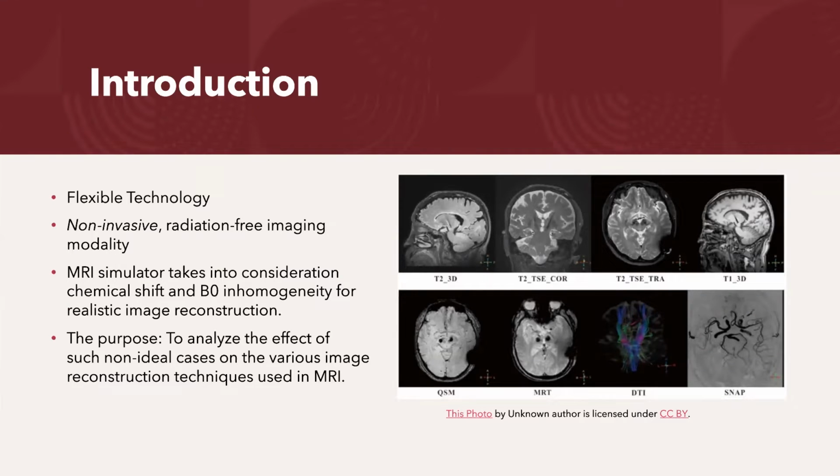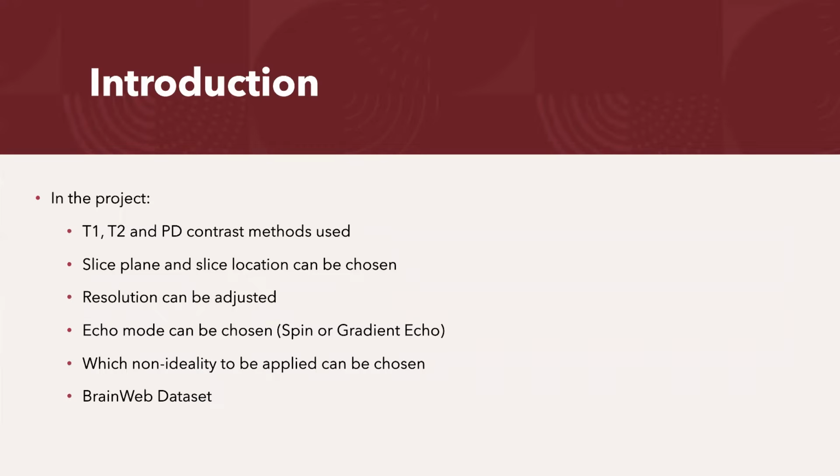And because of this, we wanted to implement an MRI simulator and analyze the effect of non-idealities such as chemical shift and B0 inhomogeneity on various reconstructed images. In this project, we chose T1, T2, and PD as our contrast methods, and as added functionality, different slice planes, slice location, and resolution can be chosen. Also, different spin and gradient echo sequences can be chosen, and different non-idealities can be applied.